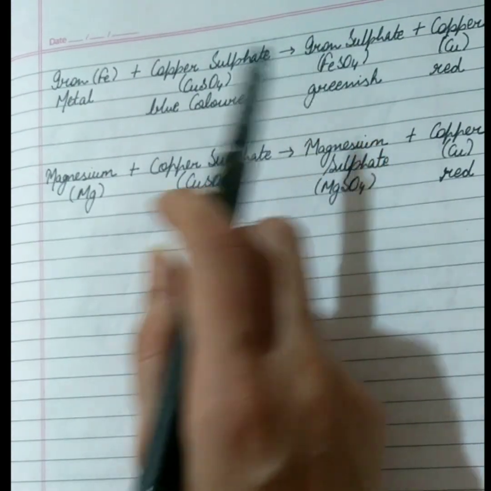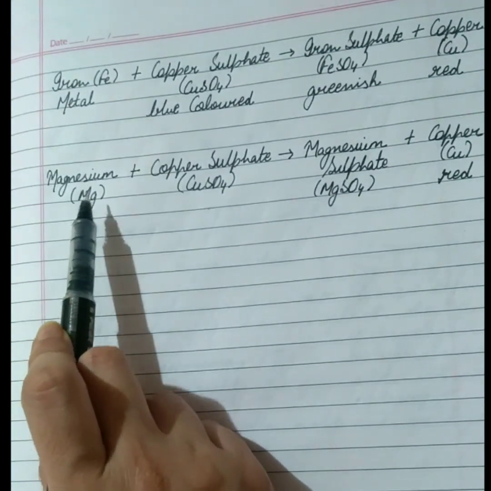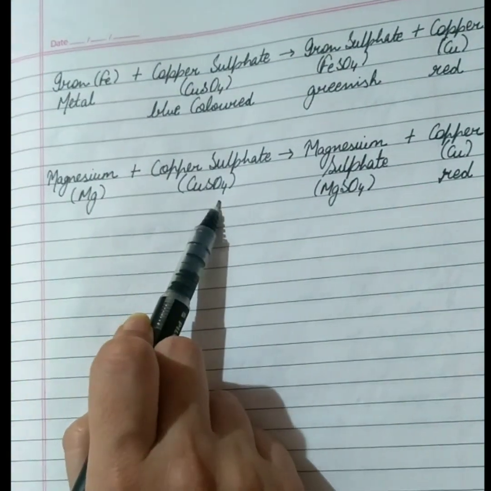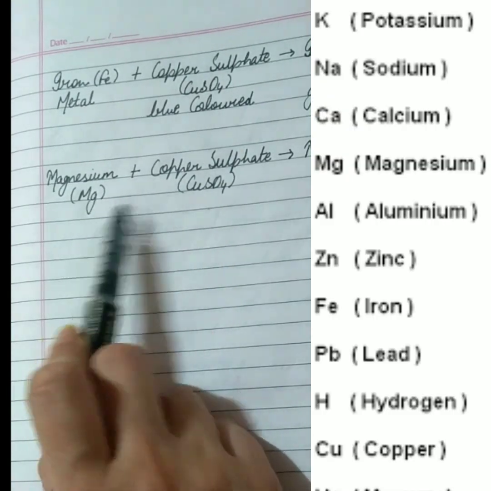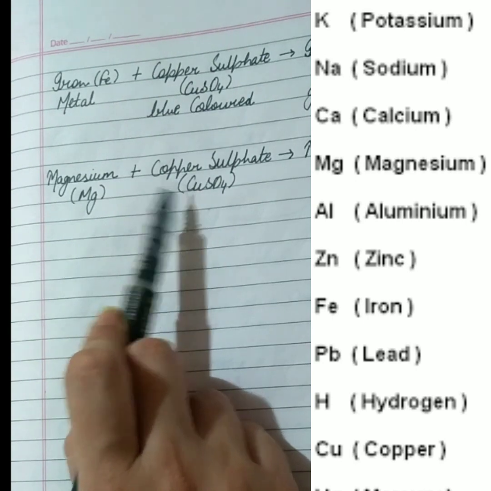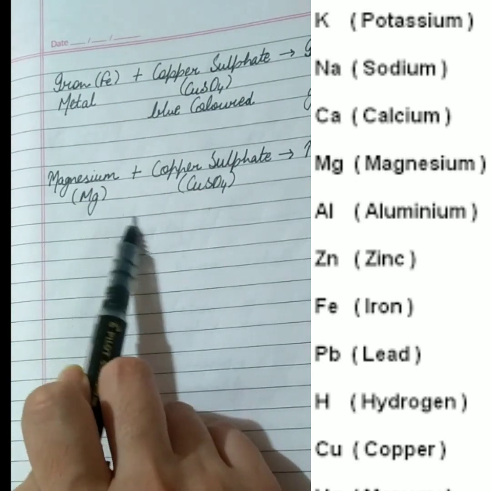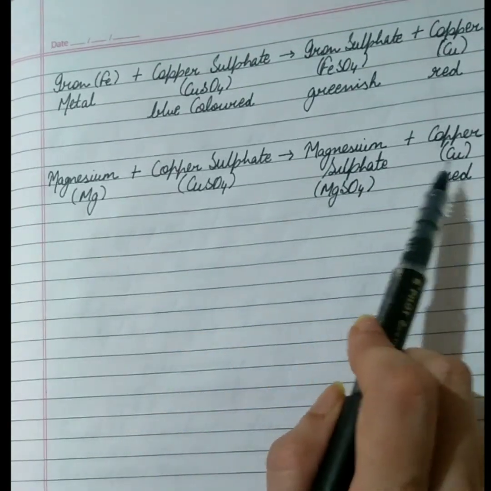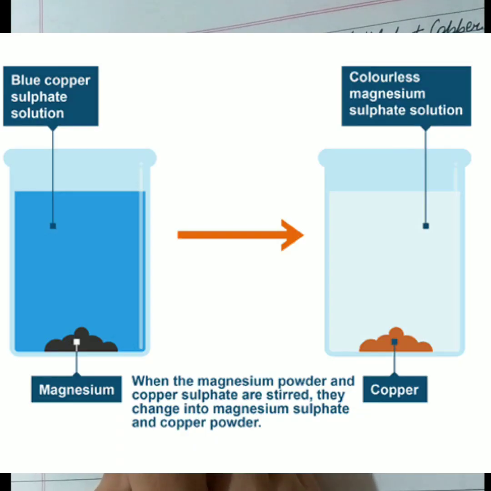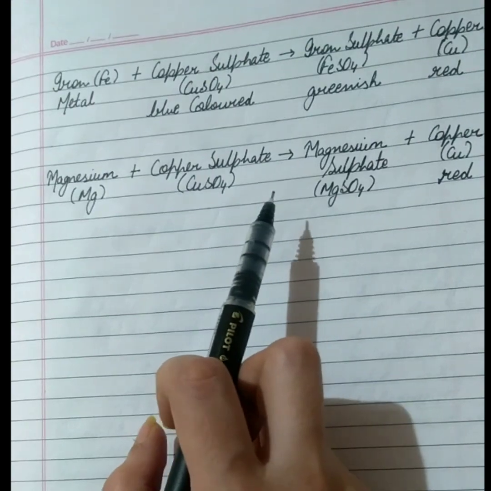Again, when we move to the next equation, when magnesium is reacting with copper sulfate solution, we very well know by seeing again in the reactivity series which is more reactive, magnesium or copper. You get to know that magnesium is reactive. So it will again displace copper and become magnesium sulfate with the copper, which you can again see on the screen: how magnesium metal displaces copper metal from copper sulfate solution because magnesium is more reactive than copper. This is all about displacement reaction.